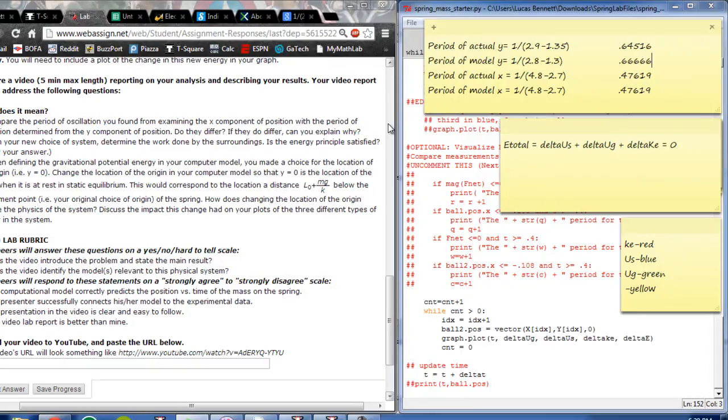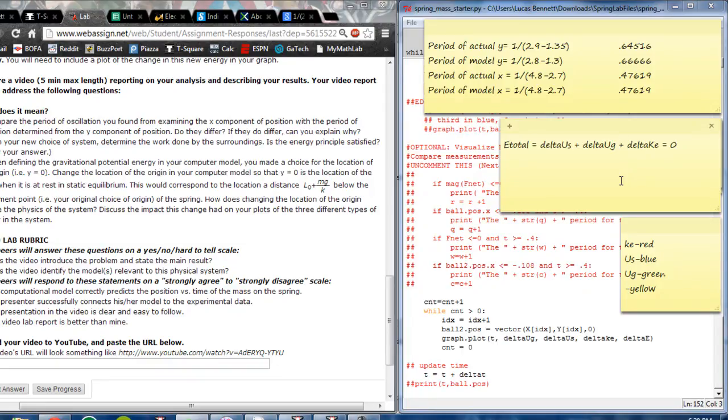And also, number 2 asks: is the energy principle satisfied? And yes, like we said, since this is a closed system and no work is being done on the system, these are the 3 components right here of energy that are actually involved in the system, and they all cancel out to equal 0. So the energy principle is satisfied.